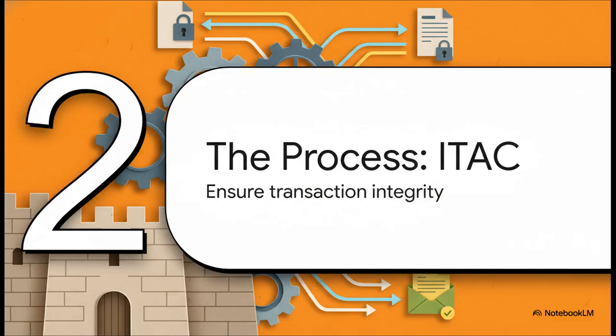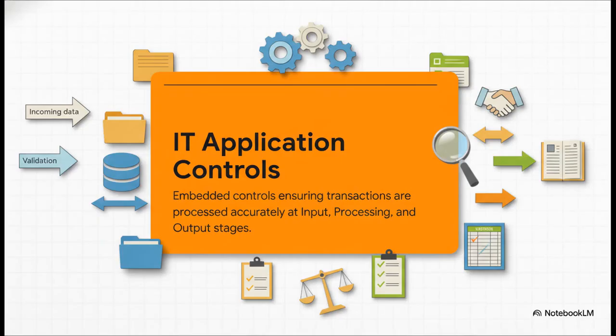Okay, so our fortress is secure. The GITCs are solid. Now, and only now, can we look at what's happening inside those walls. We're zooming in on the individual transactions. And this is where IT application controls, or ITACs, come into play. Think of ITACs as the automated toll booths for every single transaction. They're built right into the software.